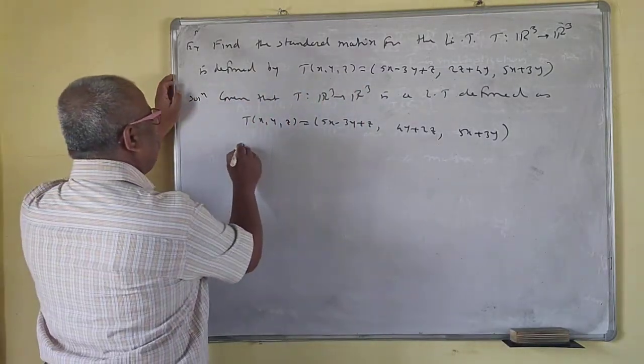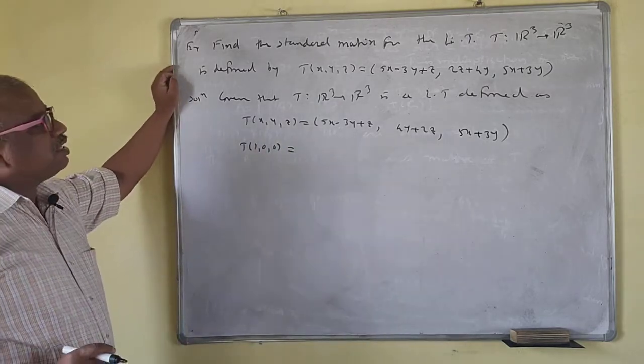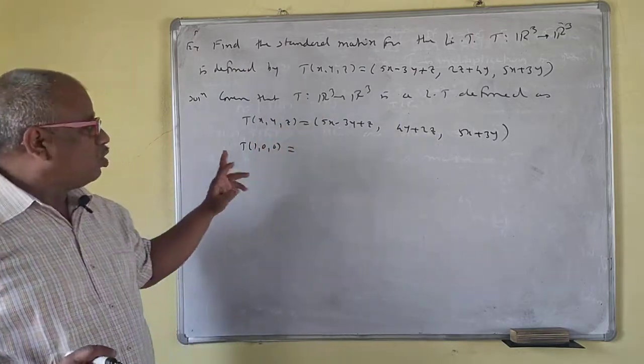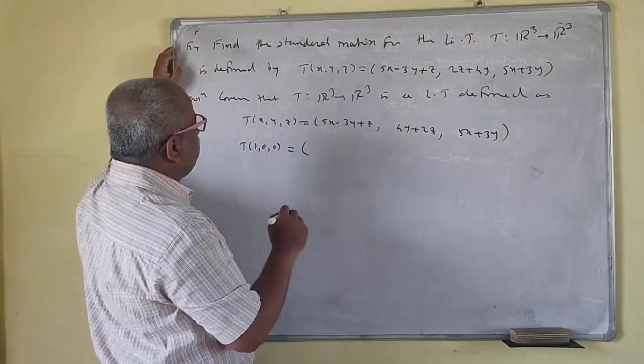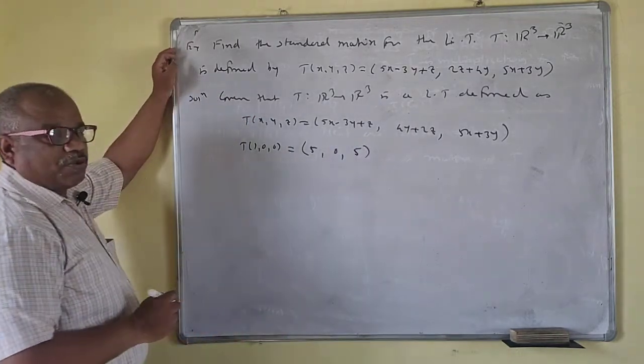Now T(1, 0, 0), because you want the standard matrix, so you use the standard basis. Your standard basis is what? (1, 0, 0), (0, 1, 0) and (0, 0, 1). That means you put x = 1, y = 0, z = 0. So this gives (5, 0, 5).